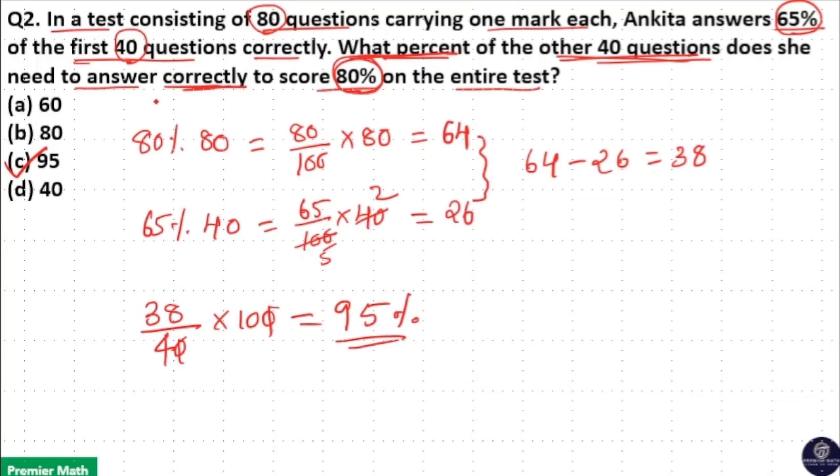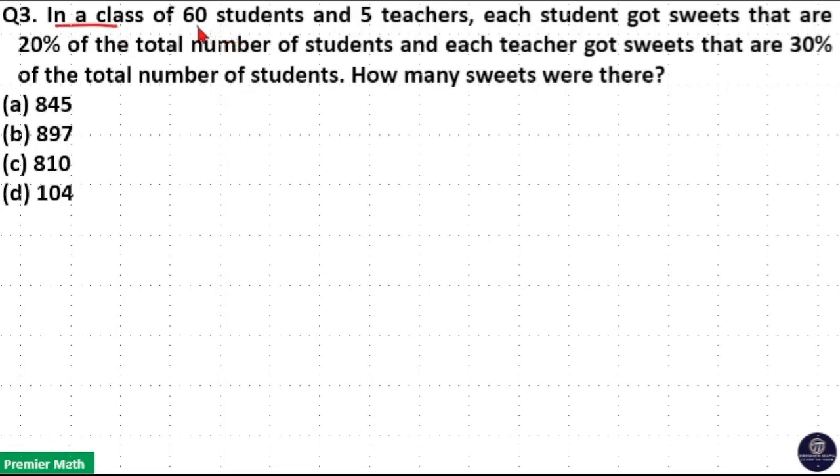95% is the right answer here, because she needs to answer correctly 38 out of 40 questions in order to get 80% on the entire test. In a class of 60 students and 5 teachers, each student got sweets that are 20% of the total number of students and each teacher got sweets that are 30% of the total number of students. How many sweets were there?